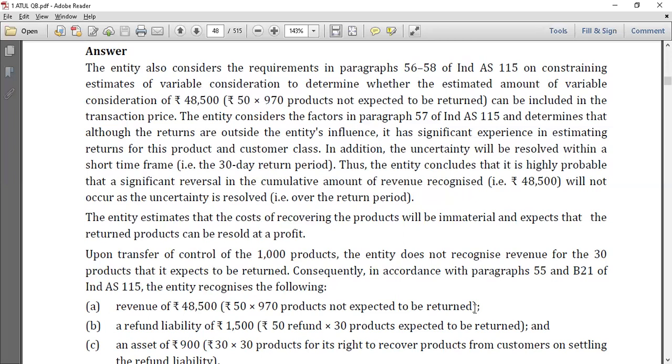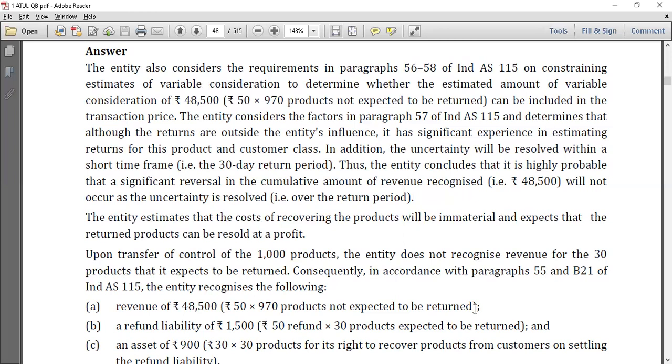Now, here the entity is also estimating that the cost for recovering the product will be immaterial, because they'll come and return the product. You need not go and recover. So there is no cost of recovery also. And he's also expecting that the returned products can be resold at a profit. Within that period of return, within the 30-day return period, you can again sell them back for the same profit of 20 rupees, if I'm not wrong.